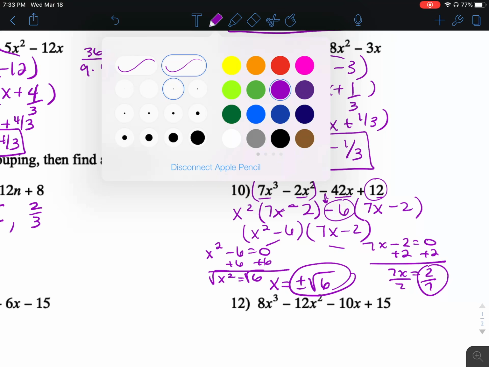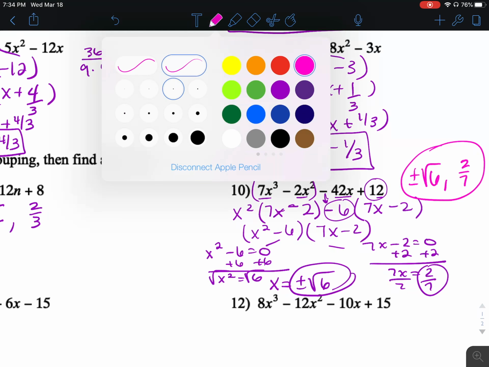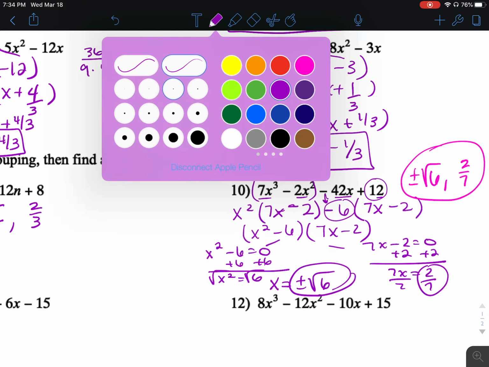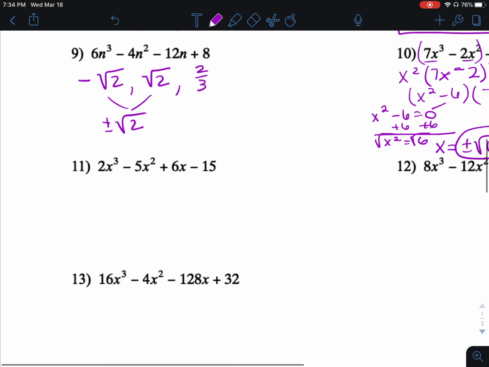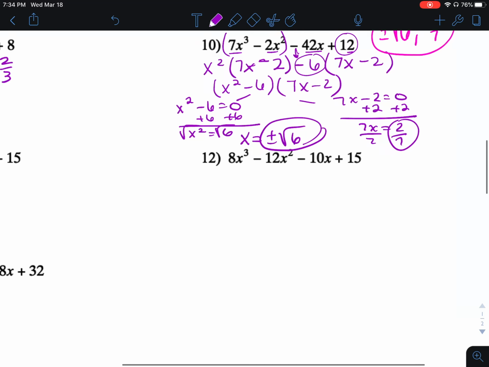So our 3 answers here for this one would be plus minus square root of 6. Remember, that's 2 solutions. And then 2/7. Okay, number 11 we did together yesterday in that video. So number 11's answers were plus minus i radical 3, and then also 5/2. And if you don't remember how to do that, go back and watch yesterday's video.